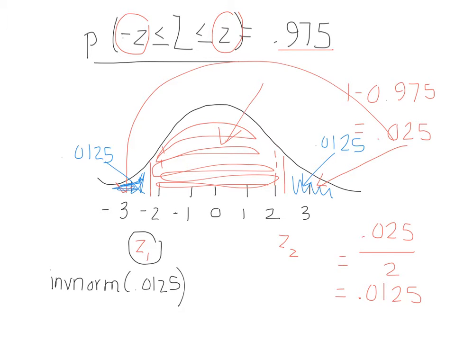But when you do that, regardless of which operating system you're using, it's going to give you the value of that lower z-score, which is, in this case, negative 2.24. Well, since this is the middle 97.5%, then the upper z-score must be positive 2.24.